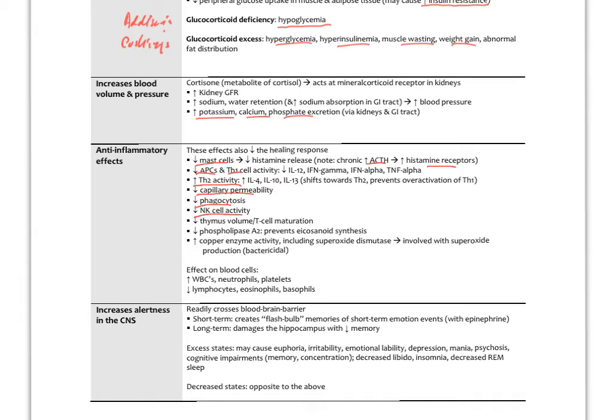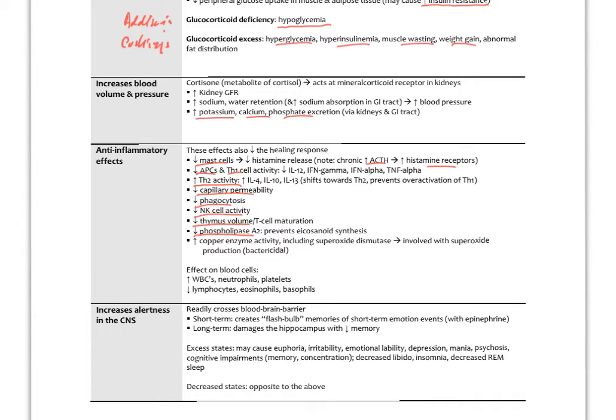And then over time, we might decrease thymic volume in T cell maturation. Decrease phospholipase A2, which again is the source of eicosanoids in your plasma membrane, so it's going to decrease that. And so upstream from where the COX inhibitors work. And it's going to increase copper enzyme activity, including superoxide dismutase. And this will help with actually superoxide production to act as a bactericidal agent.